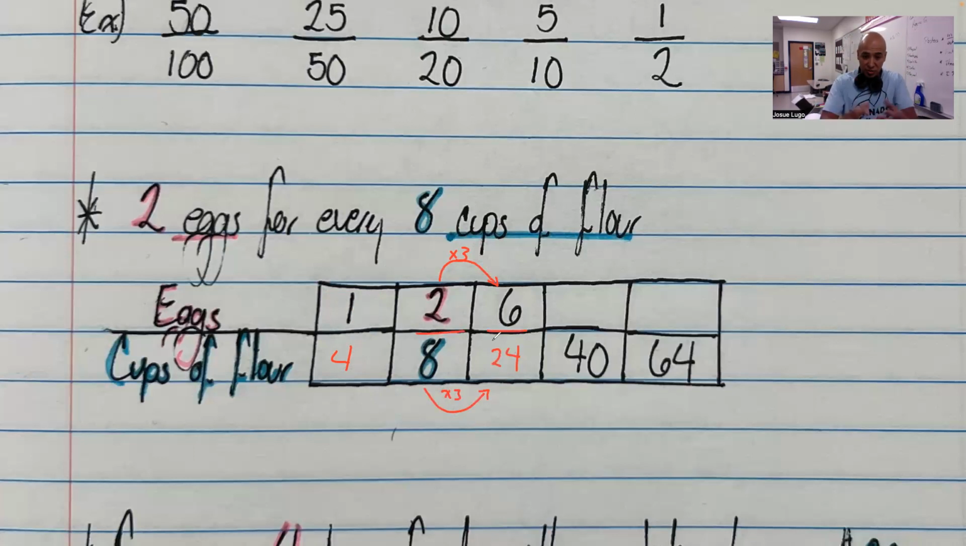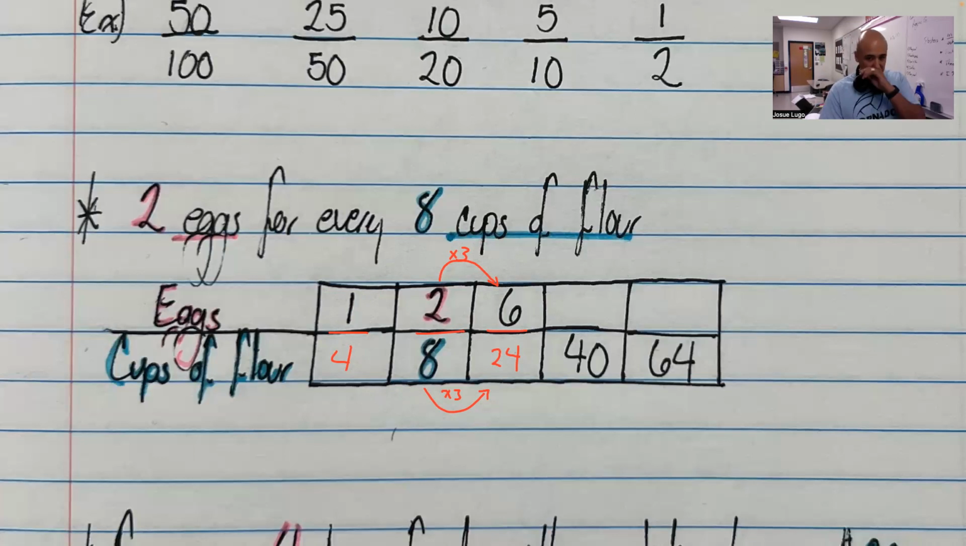Or in the context of what we're doing here, to follow the recipe of 2 eggs for every 8 cups of flour, well, if you use 6 eggs, you better have 24 cups of flour to make the exact same recipe for it to taste the same. So ladies and gentlemen, what I am saying is that 1/4 is the same thing as 2/8, which is the same thing as 6/24. And I can use any of those fractions to complete the table.